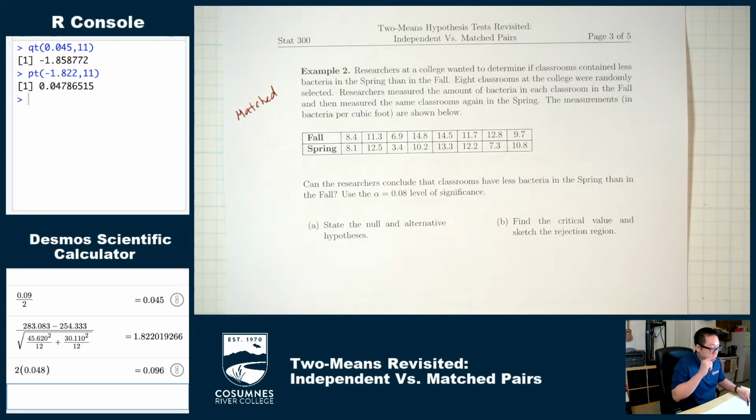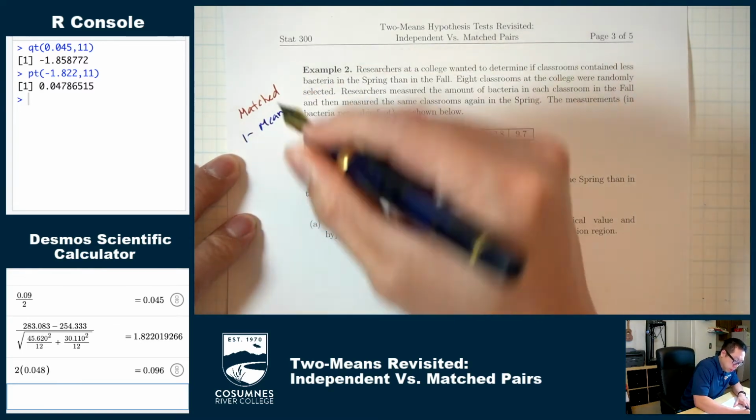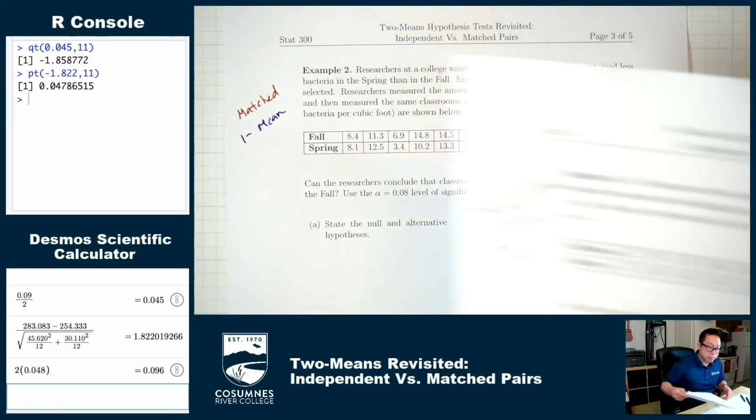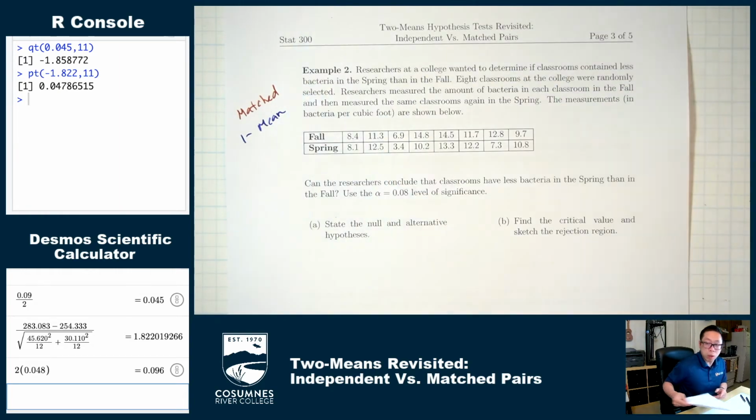And for matched, we're going to run this as a one mean. Okay, which differs from independent. For independent, remember, we ran it as two means. For matched, we run it as one mean. And then just to remind myself, for means, I should be using t's throughout this problem.